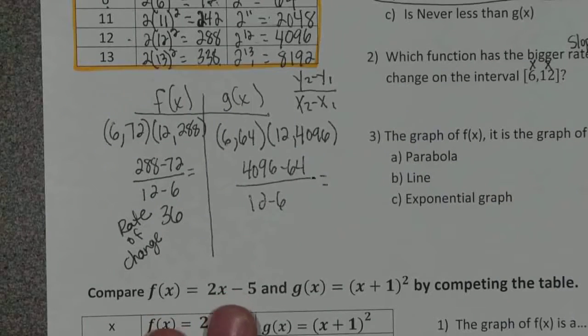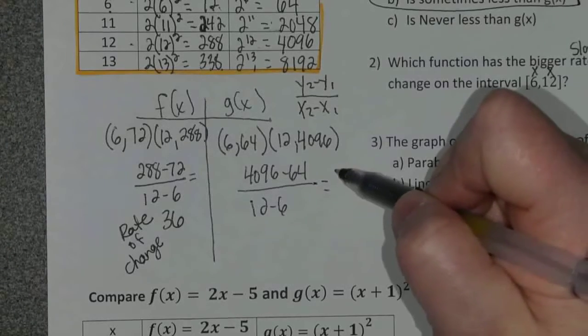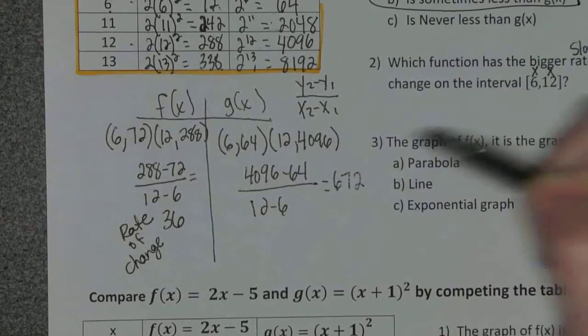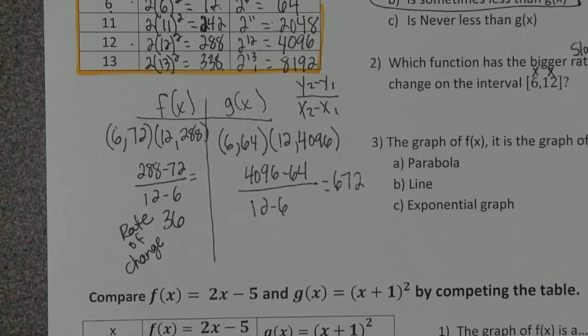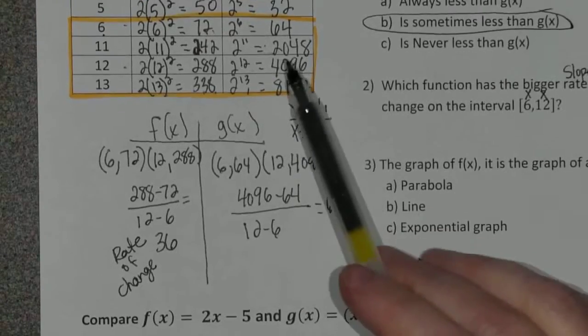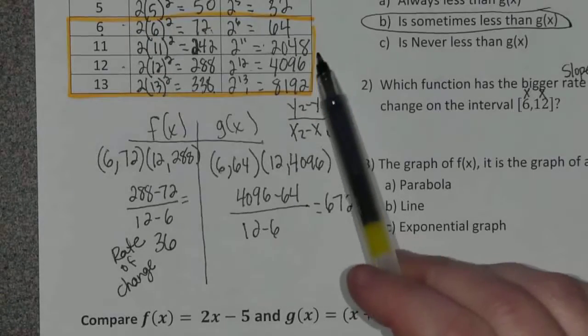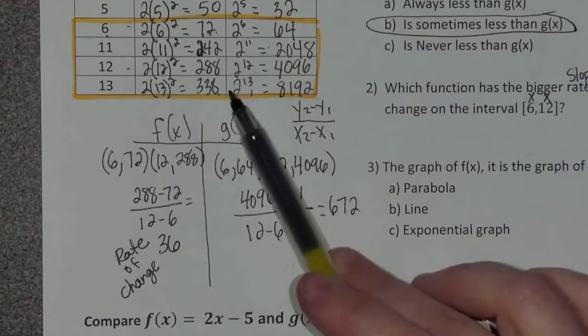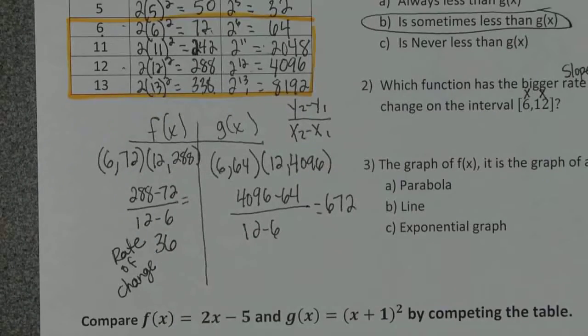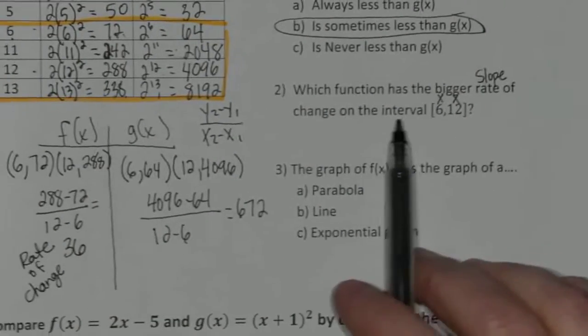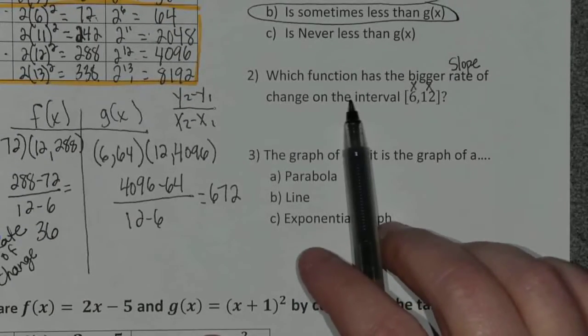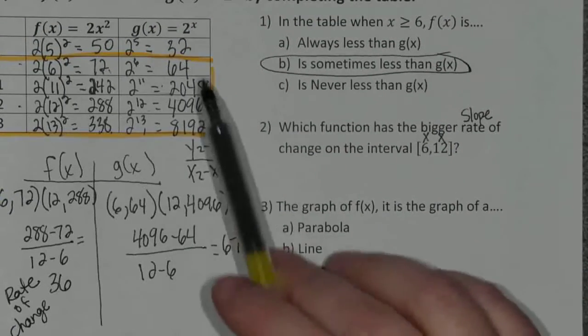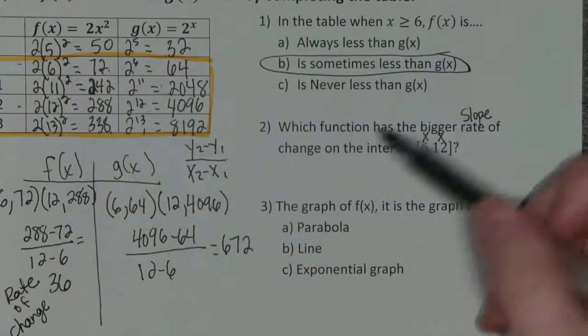What do you think? Do you think it's going to be bigger for sure? Like quite a bit bigger, right? When you do that, you get the answer of 672. So Charlie was right about that, you guys. It for sure has the bigger change. And you can tell that by looking at the huge change in the y values compared to the change in your x values. Okay, so to answer the question, which function has the bigger rate of change? It would be the g of x function.